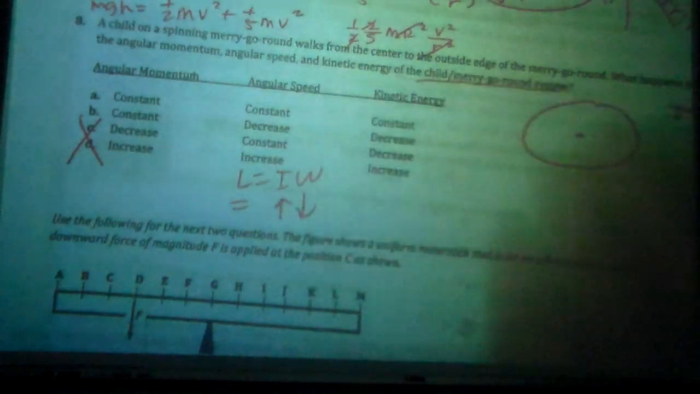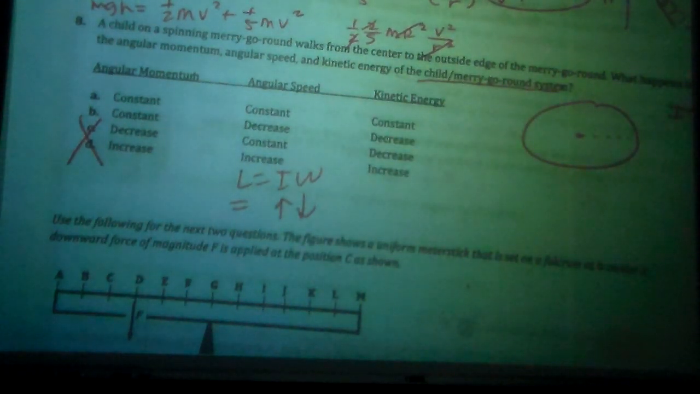Angular speed, so we know that L stays the same, but I have more I, so that means less angular speed, and then kinetic energy is 1/2 I omega squared. More I, less omega, this one wins, right? The squared one wins, so overall it's smaller, so B.